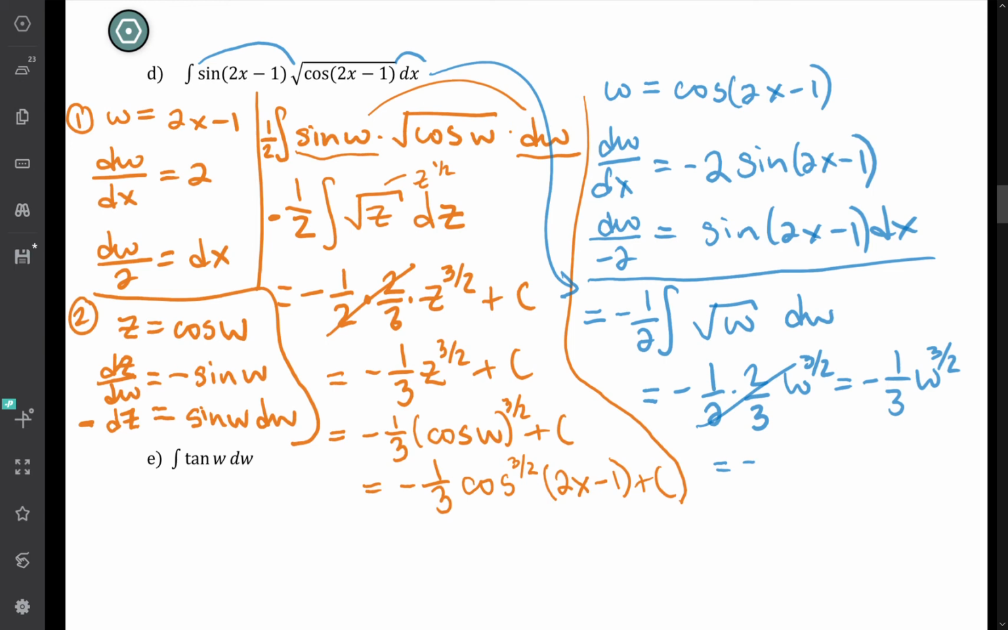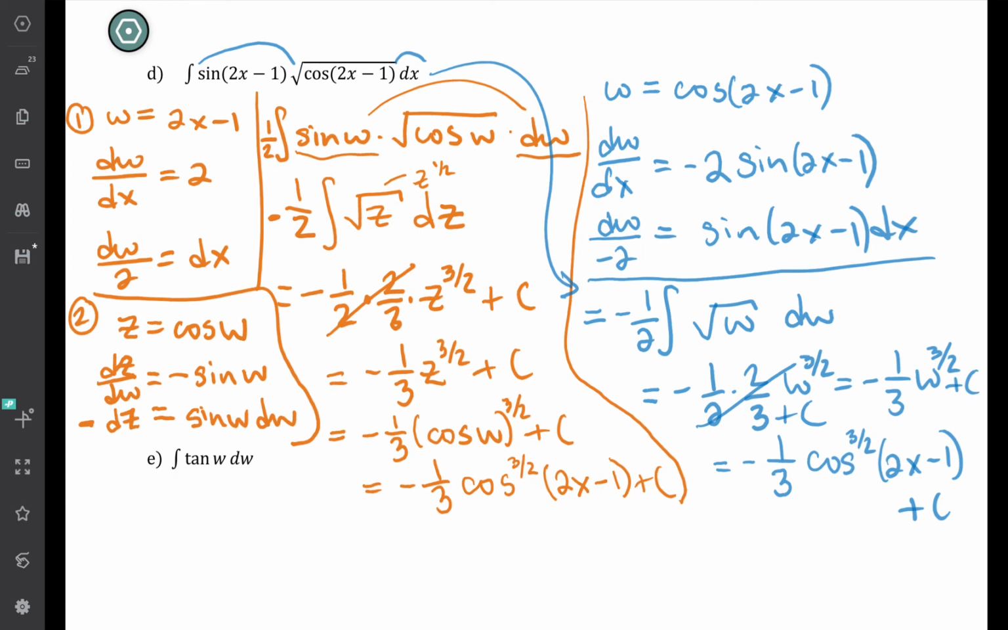And I can go straight back to x's since I only did a single substitution and say w is a cosine. Hold on, I got junk in my way. Okay, cosine to the 3/2, 2x minus 1. Oh, and don't forget your plus c. That should have been showing up on all of those. Okay, so either way is fine. I encourage you to do it the second way if you're comfortable, just because it saves a lot of scribblings and giving yourself chances to make little mistakes.